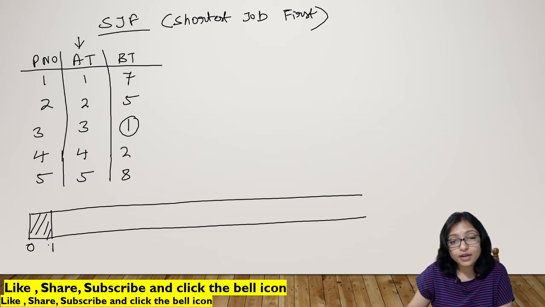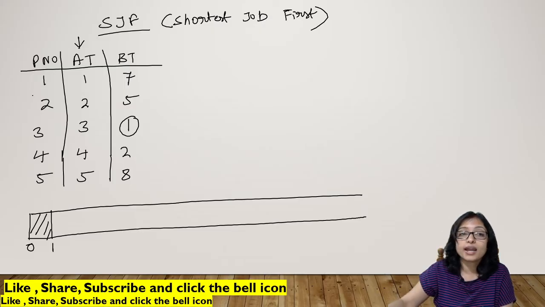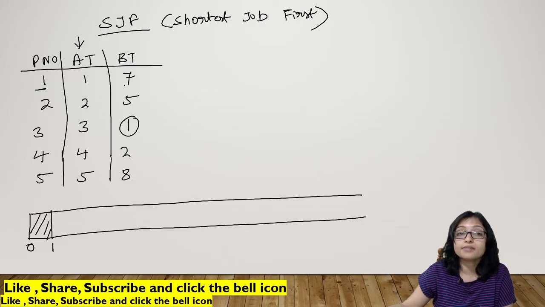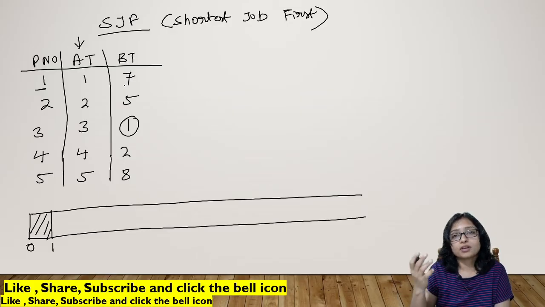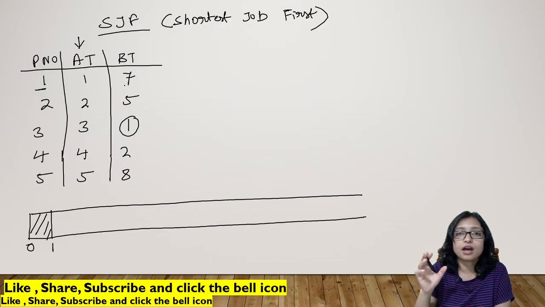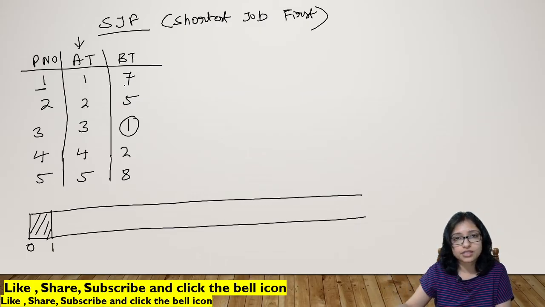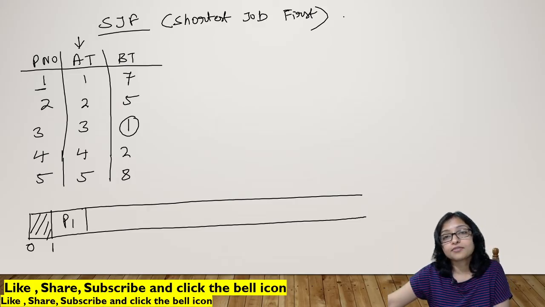After that, at time 1, who arrived? Only P1 arrived. Although the burst time is 7, no one else has arrived. So what will the CPU do? Maybe that patient will take 7 hours, but only that patient has arrived. So definitely I have to give the chance. So that's why P1 will get the chance. And this SJF is non-preemptive. Here there is no preemption. You cannot preempt.